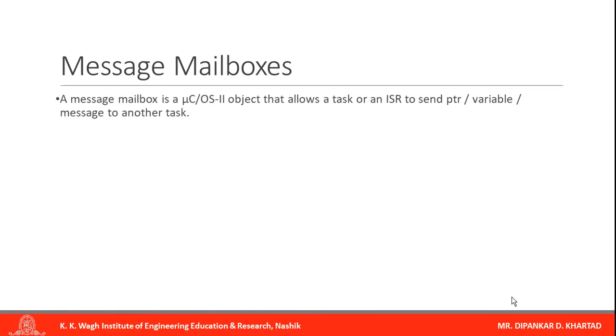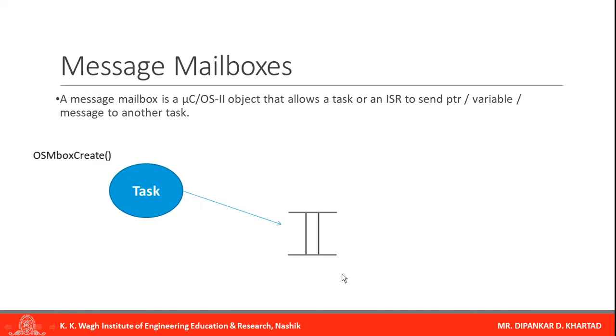Message mailboxes. A message mailbox is a MuCOS2 object that allows a task or an ISR to send a pointer, variable or message to another task. So that will allow a task or an ISR to send a pointer, variable, or message to different tasks. This is the symbol of a mailbox, where the task wants to send the messages.